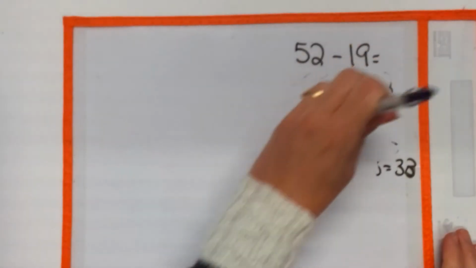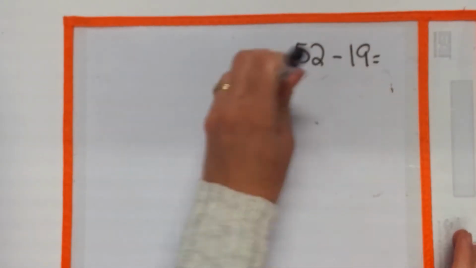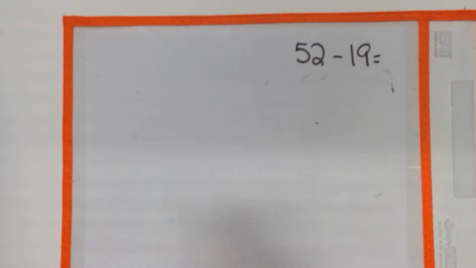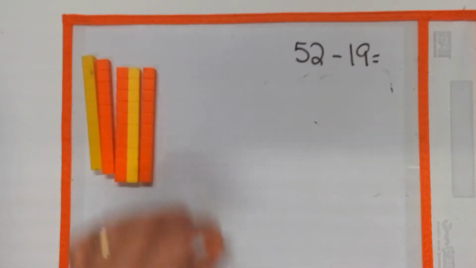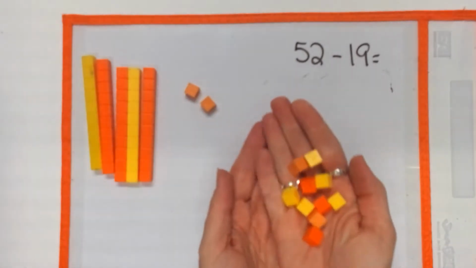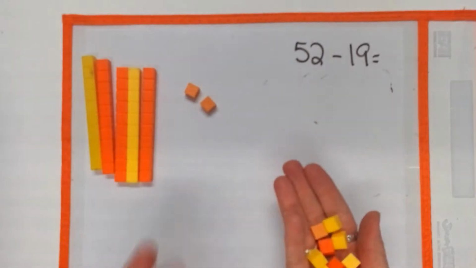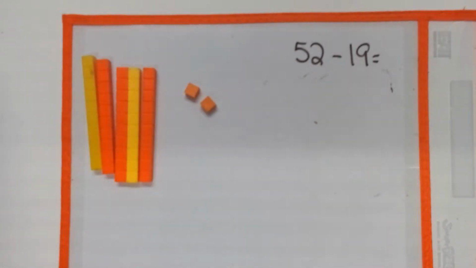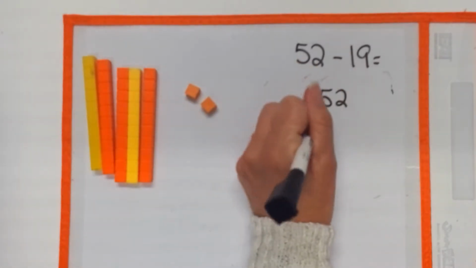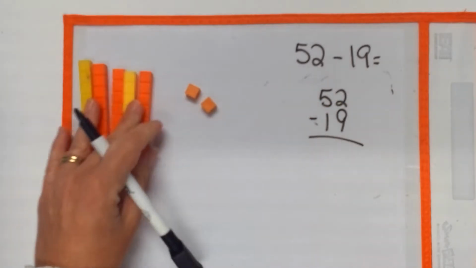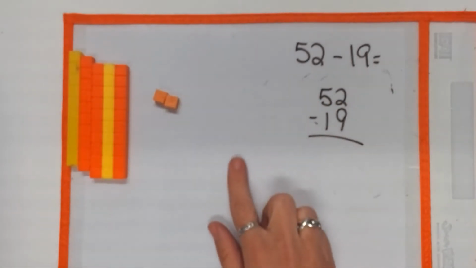We're going to stick with the same problem, 52 minus 19, and we're going to represent our 52. And we're always going to have a big stash of ones left over for the students so they can do regrouping if it occurs. We're going to take our problem and write it vertically, and we're leaving ourselves some space to also show this pictorially.